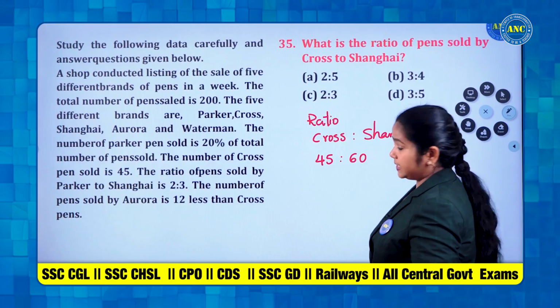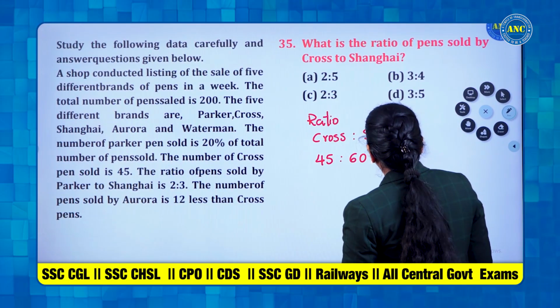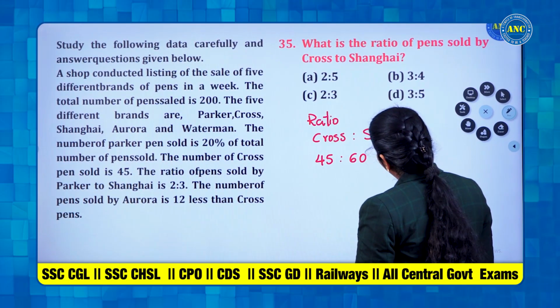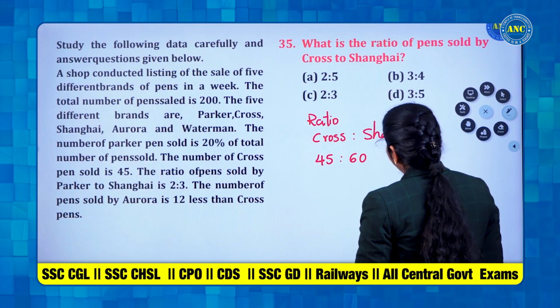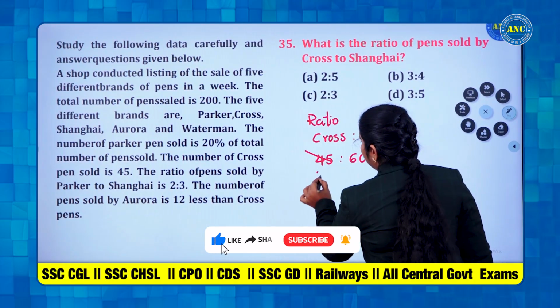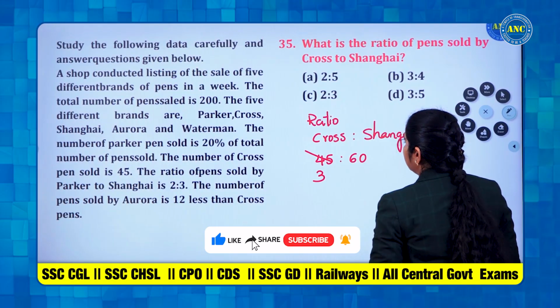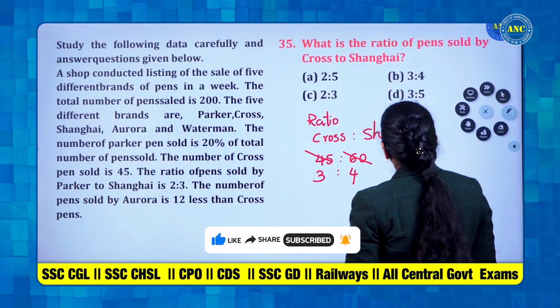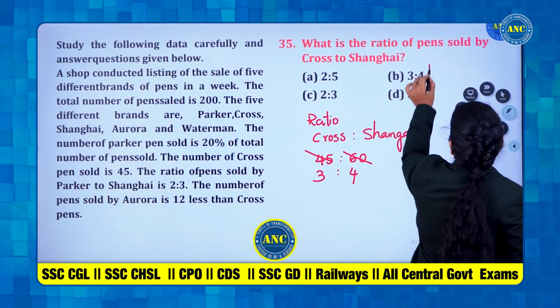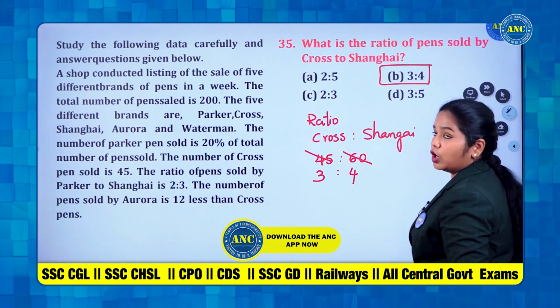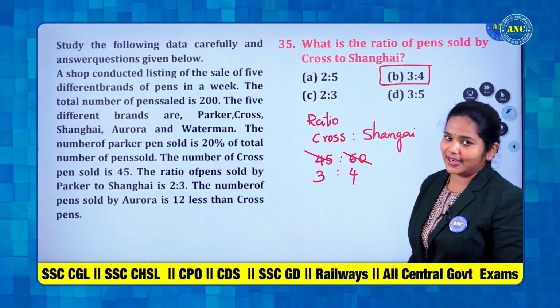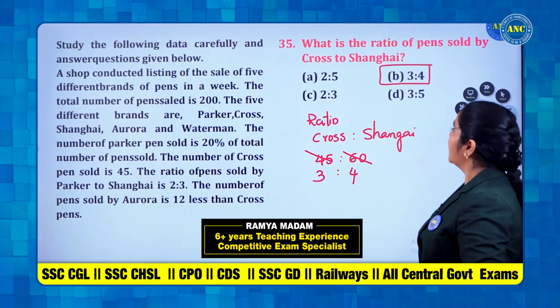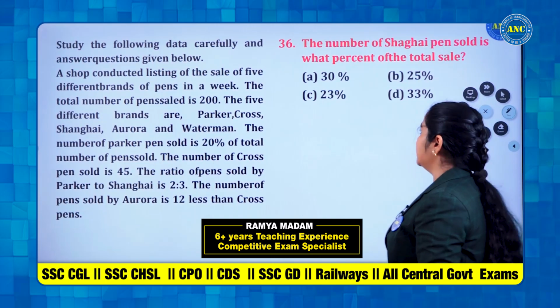45 is to 60. Which number will we take? 15. 15 3 times is 45. Yes. 15 4 times is 60. Option B, 3 is to 4 is the correct answer. Right? Next question. Question number 36.